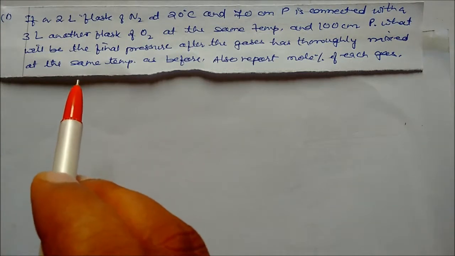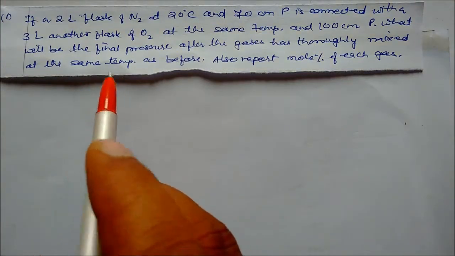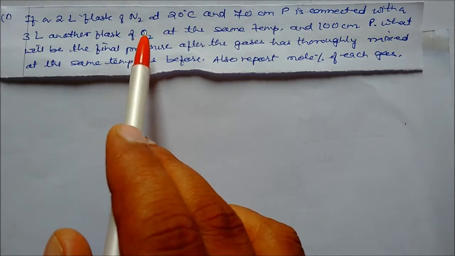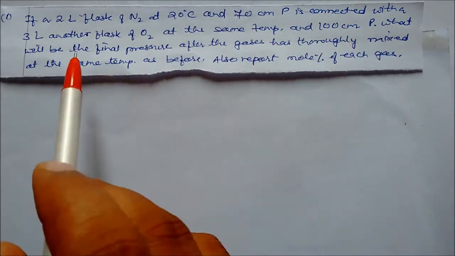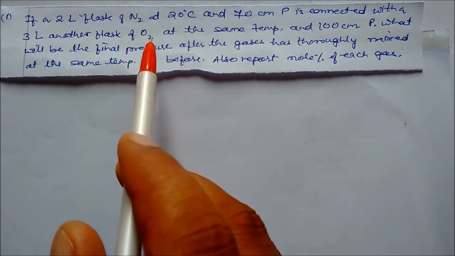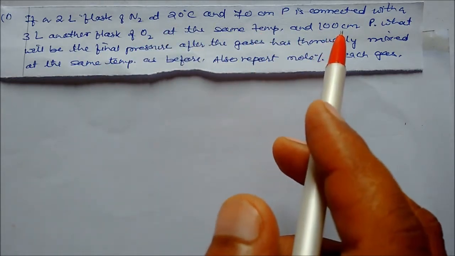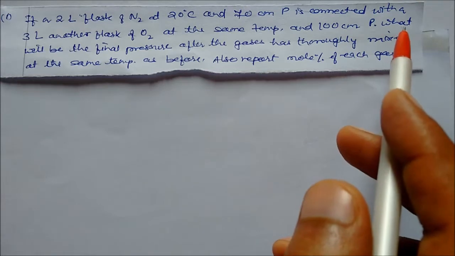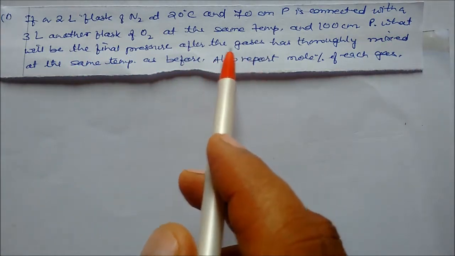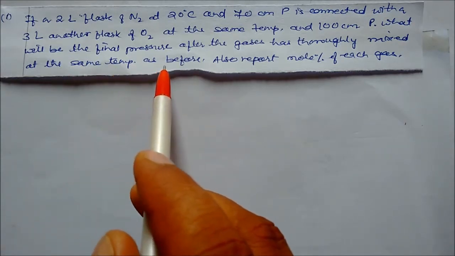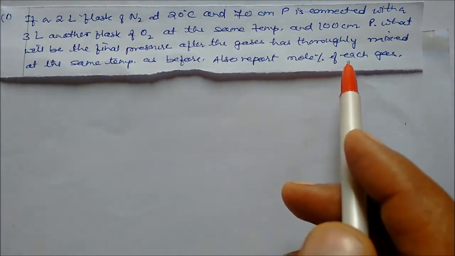So now let us see some more problems on the ideal gas equation. A 2-liter flask of nitrogen at 20 degrees centigrade and 70 centimeter mercury pressure is connected with another 3-liter flask of oxygen at the same temperature and 100 centimeter mercury pressure. What will be the final pressure after the gases have thoroughly mixed at the same temperature as before? Also report the mole percent of each gas.